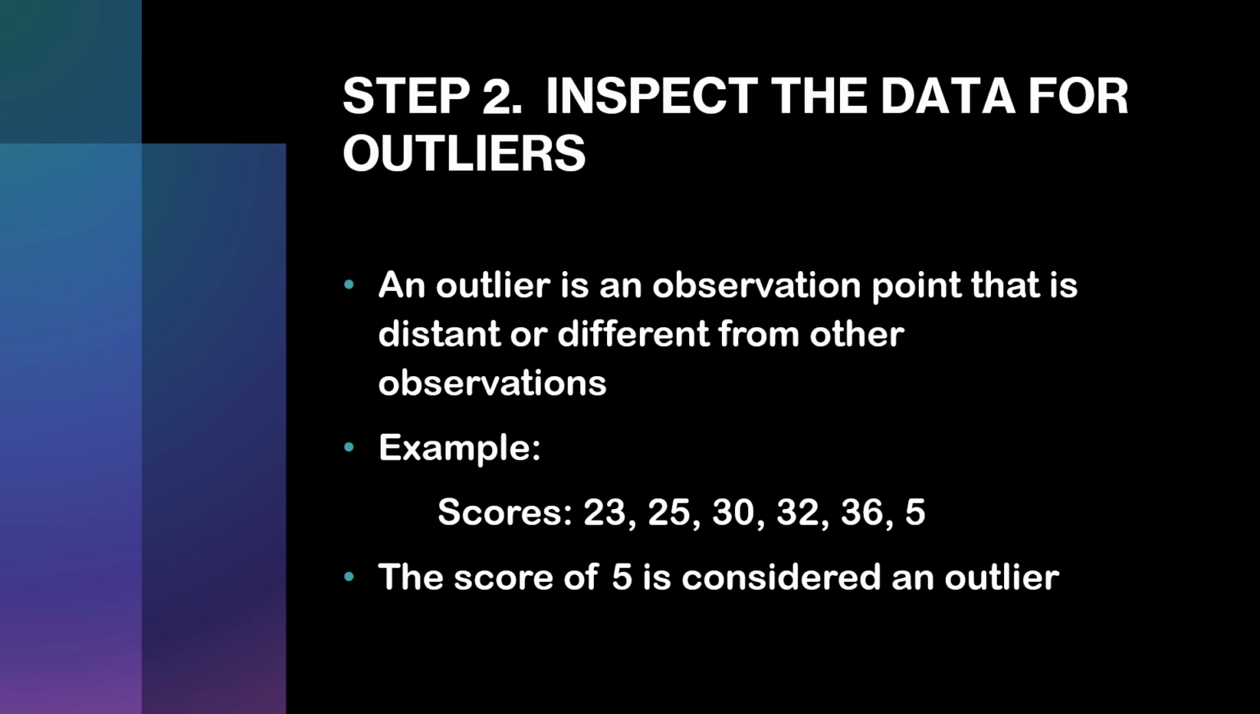Step 2 is to inspect the data for outliers. What is an outlier? It's an observation point that's distant or different from other observations. Example, in the scores 23, 25, 30, 32, 36, and 5, it's very obvious that 5 is very different. It is so distant from the rest of the scores. Therefore, the score of 5 is considered as an outlier.